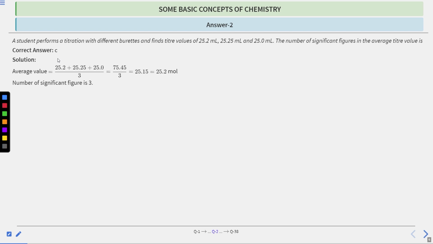Okay, so the answer will be 3. How? The average value will come out as the sum of these three numbers divided by 3, which is coming out as 25.15. On rounding off it will be 25.2 ml, and the number of significant figures in this number is 3. So the answer will be 3.